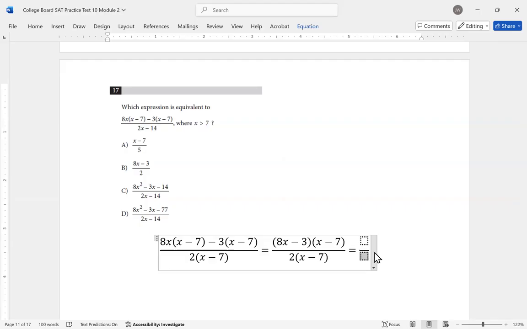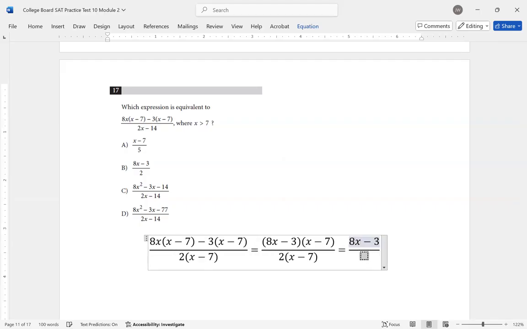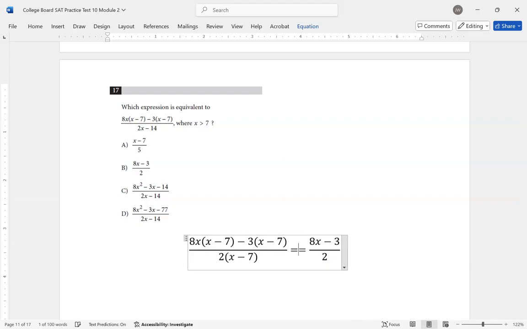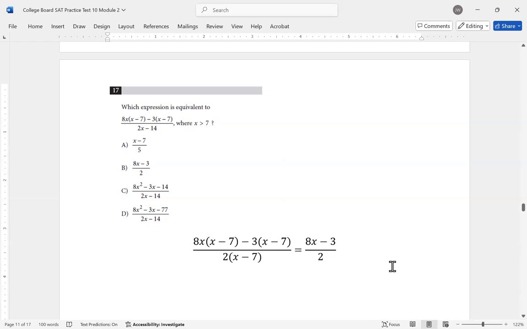And whichever way you see it, you get 8x minus 3 on top and a 2 on the bottom. So whatever way you see it, the x minus 7s cancel out, divide by that number on both terms, and we end up with 8x minus 3 divided by 2, which is option B. So B is the correct answer to question 17.